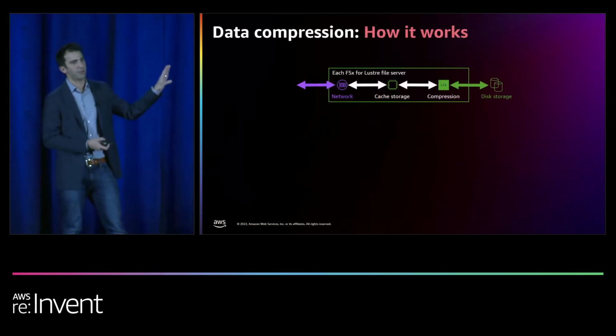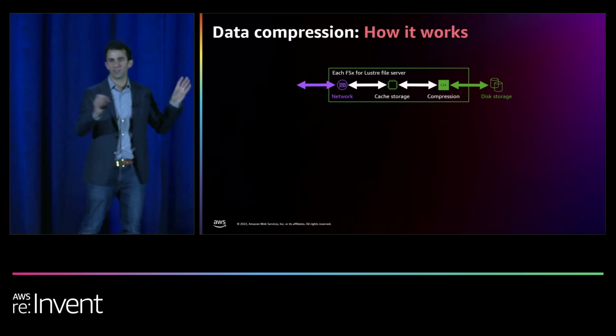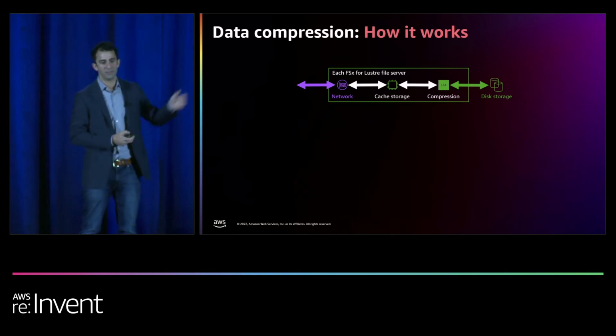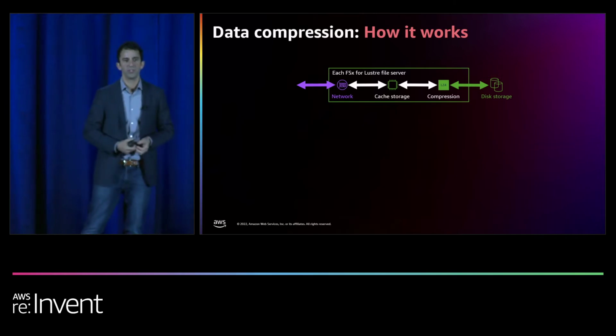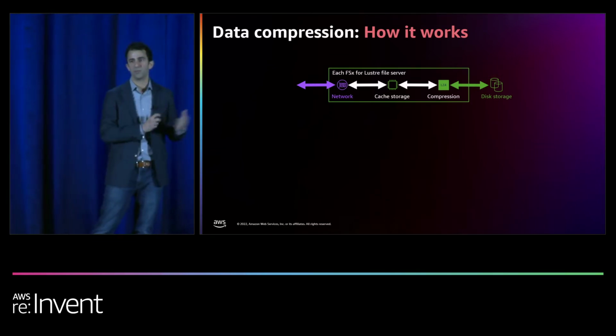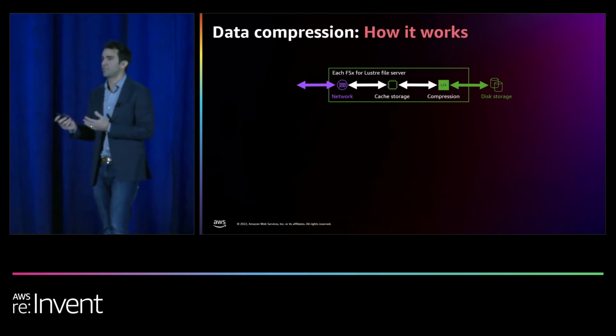This is one server node within our Lustre cluster. So you can see we've got a network interface card, the data comes in, we have cache storage, we compress the data on the server, and then we write it to disk. So all of this happens on the file system side. We're not consuming any of your compute resources to perform data compression.